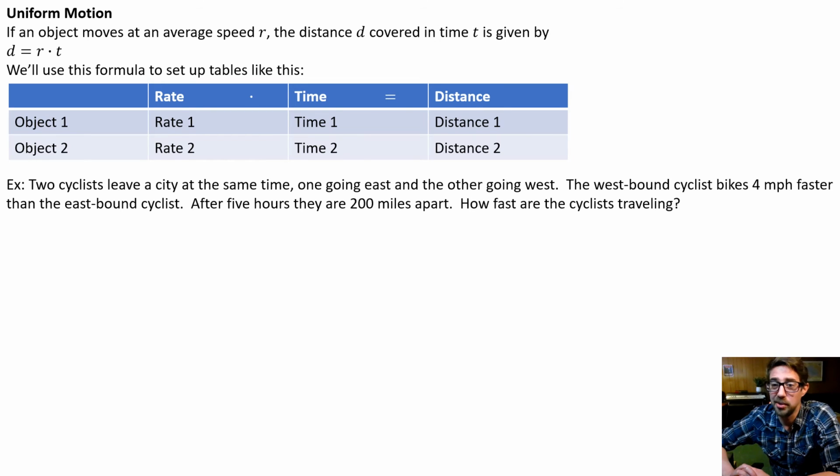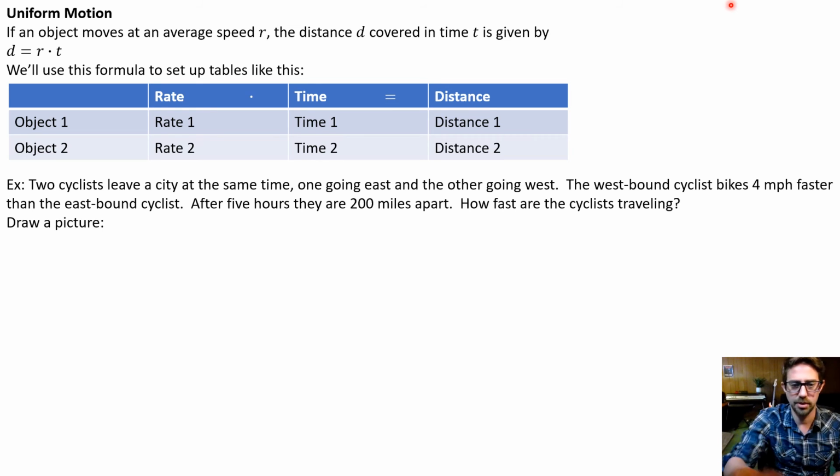So what do we know? We know that the rates are 4 apart from each other. We know that the time is actually going to be the same. They've both been biking for 5 hours. Sounds exhausting. And then we know the total distance they are apart. So we don't really know the distance that guy A and guy B traveled, but we know that, okay, just picture it. I'll draw a picture in a second. They move apart from each other, and at that moment, they're 200 miles apart.